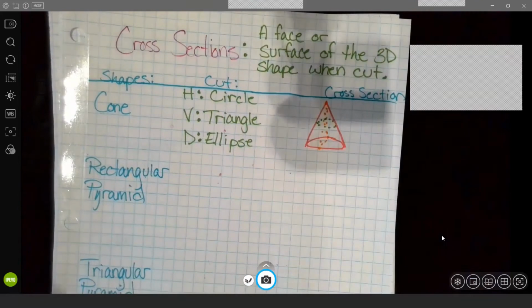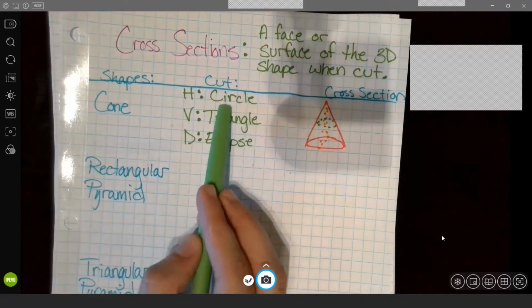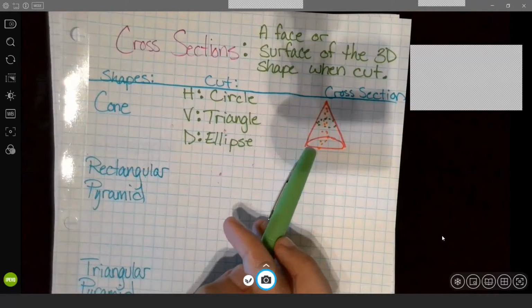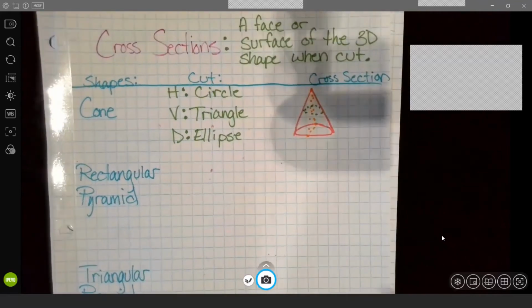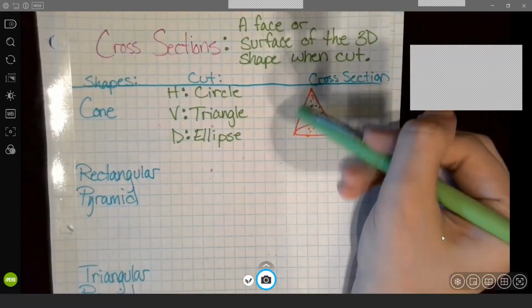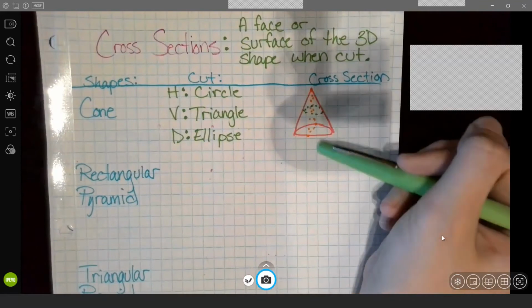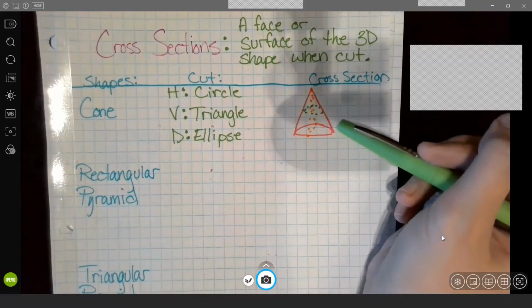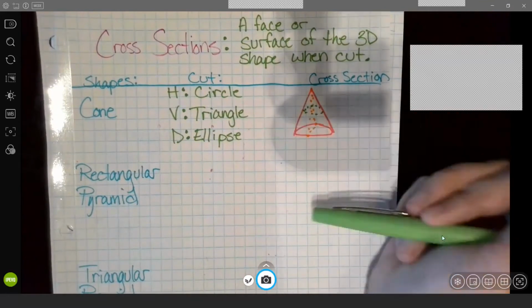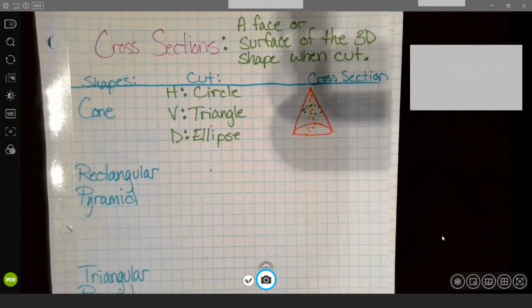Notice so far that our faces seem to match what's parallel to it. When you have a horizontal cut, it's a circle, and the face of our cone is a circle. When you have a vertical cut, even though the cone is round, if you look at it head on, it has a triangular shape. So if I cut vertically, that means I should get a triangle. Keep this in mind as we continue through.